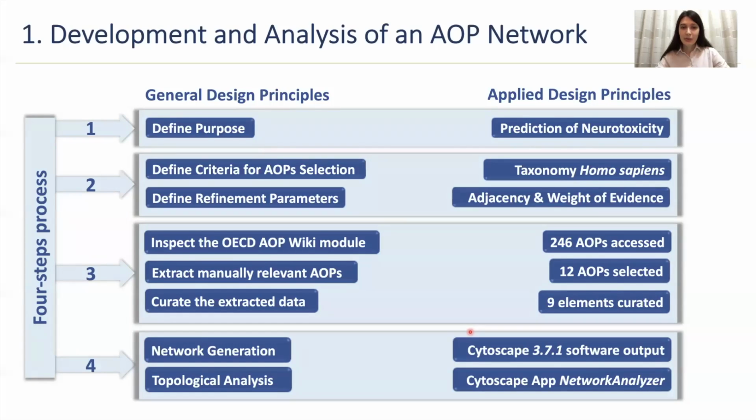It is composed of 4 steps, and it starts by defining the purpose. In our case, we wanted to assess neurotoxicity. It is followed by defining the set of criteria by which we want to evaluate each independent linear AOP. The third step is about collecting those linear AOPs from the AOP-Wiki knowledge base of the OECD.